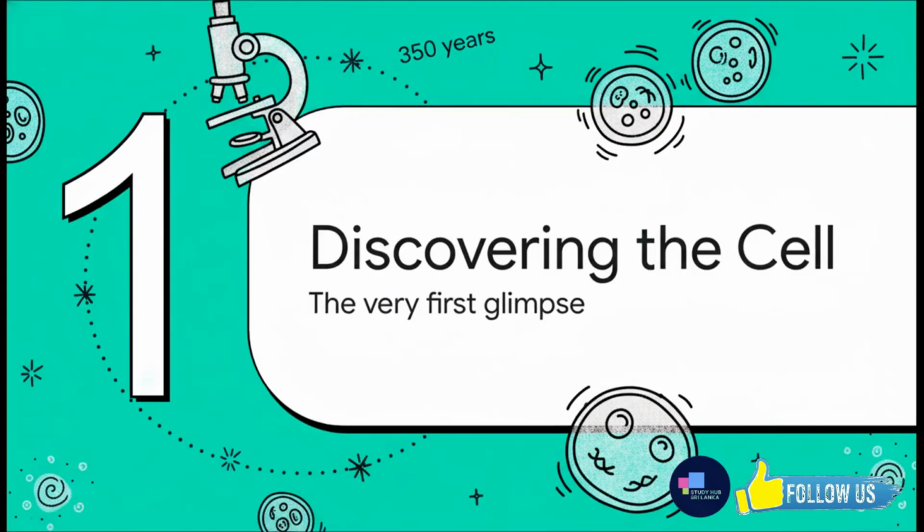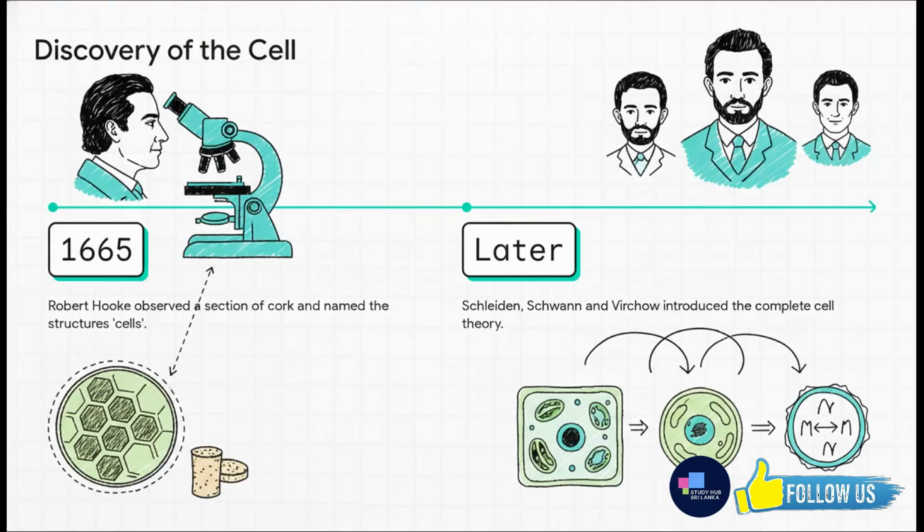So, how did we even find out about these tiny, tiny structures? I mean, you can't see them with your own eyes, right? Well, our journey begins over 350 years ago. So it all started with a guy named Robert Hooke, way back in 1665. He was looking at a thin slice of cork under his microscope, and he saw something that looked kind of like a beehive, these little chambers. He's the one who named them cells. But that was just the start.